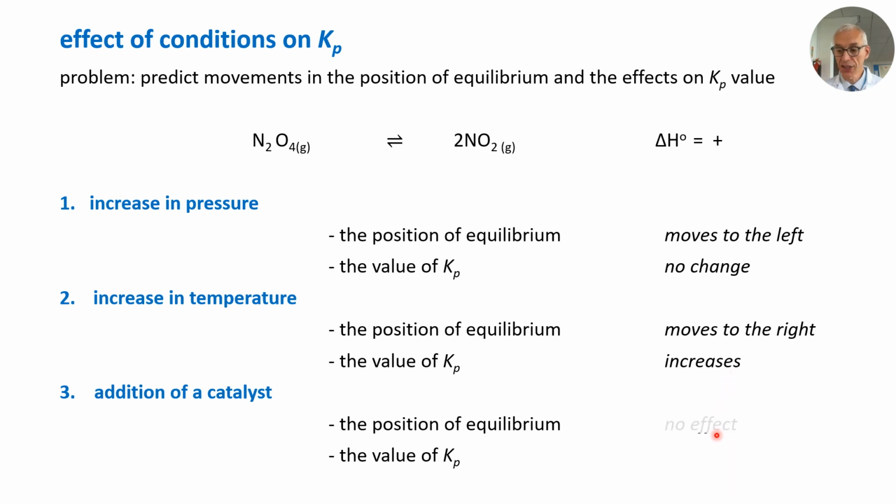The addition of a catalyst has no effect on the position of equilibrium and therefore no effect on the value of Kp. The effect of adding a catalyst is to attain the position of equilibrium at that temperature, but more quickly, faster.